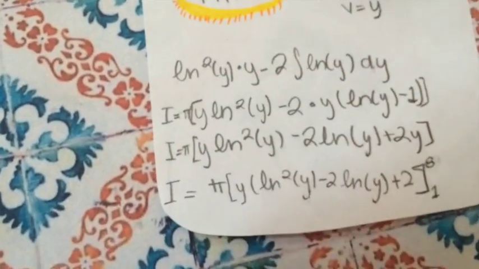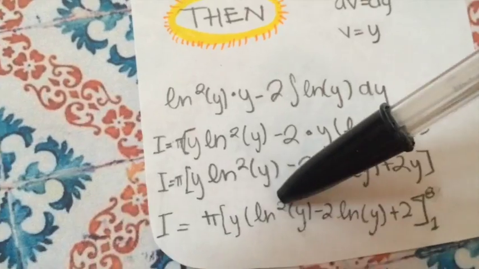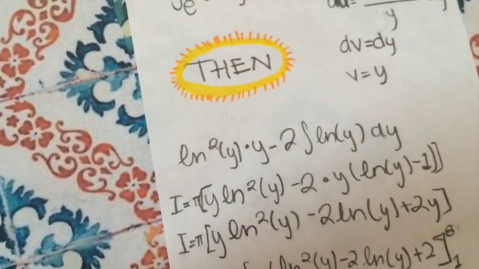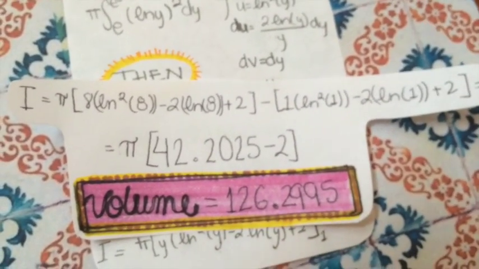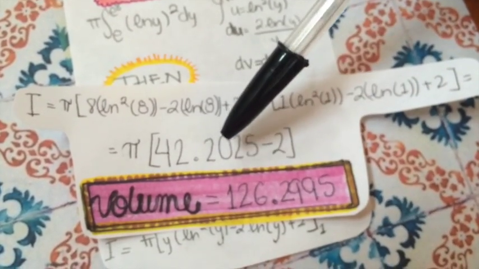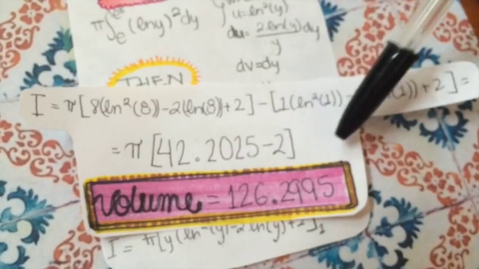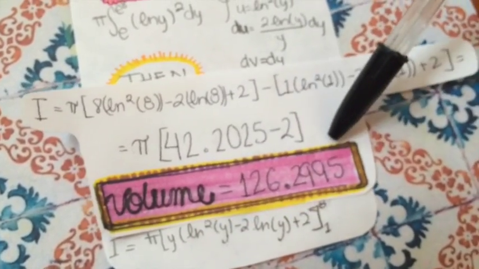Then this procedure gave us the final formula, and then we substitute the values we got, which were 8 and 1, and the result is pi times 42.2025 minus 2, and the volume then is 126.2995.